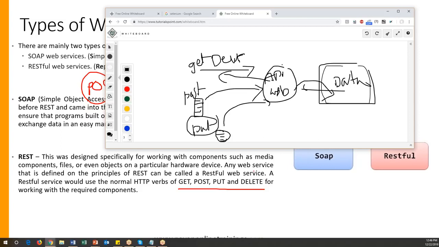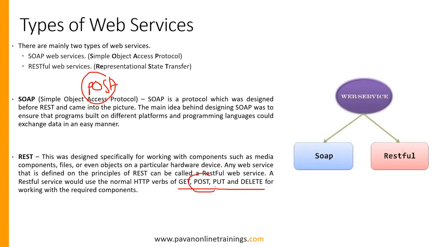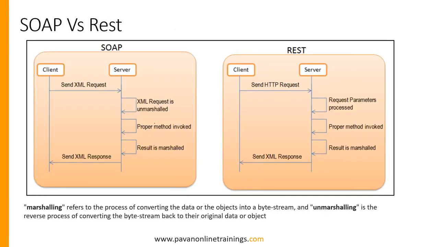Okay. So SOAP service will support only the post request, but the others will not be supported. Okay, that's a major difference between SOAP and REST. Now let's move on. So these are the internal differences between SOAP and REST.